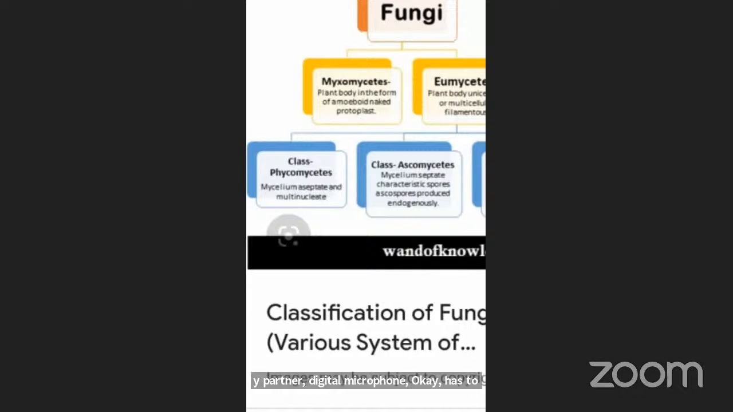In Mastigomycotina, in sexual reproduction they can form oospores. Most have flagella and are motile in nature. Motile zoospores can be seen in the Mastigomycotina. Next one, aplanospores, which are non-motile.